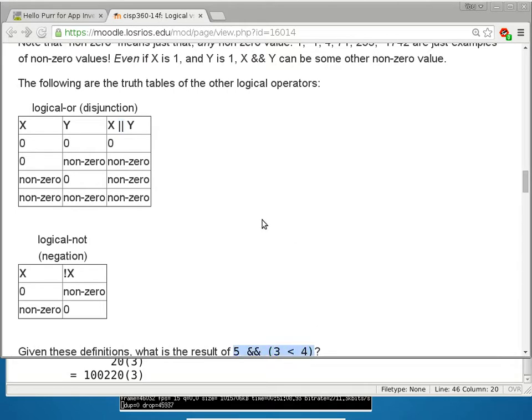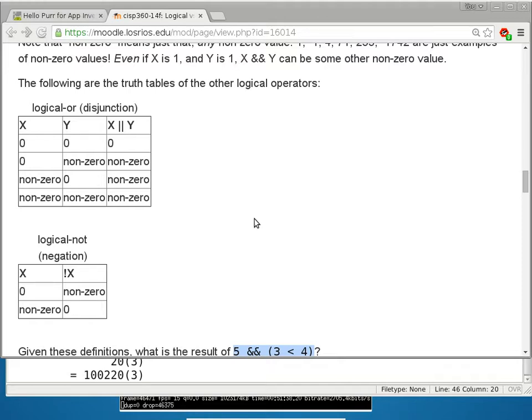What is the result of this particular expression? We have 5 logical AND, in parentheses, 3 is less than 4. What is the output? What is the value of this expression? Or some non-zero number. Non-zero. Okay, that is correct. Non-zero is the proper answer. True is okay, but you have to translate that back into C++ terms, which is non-zero.